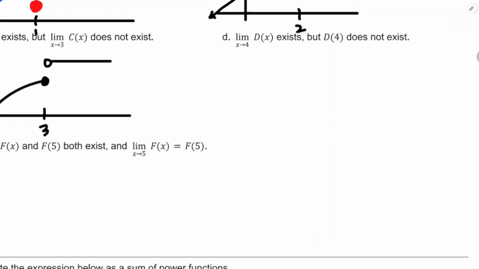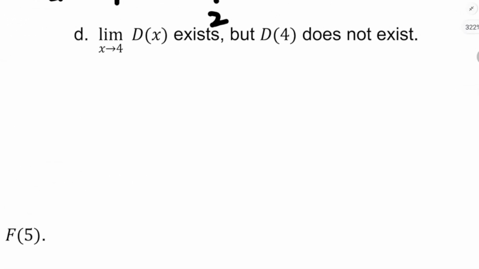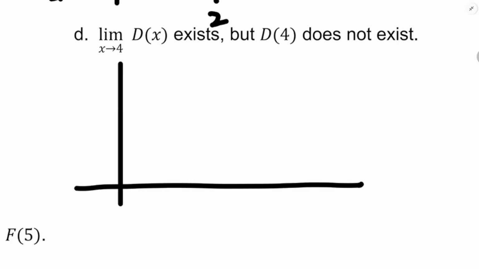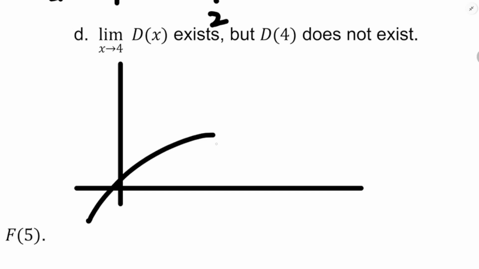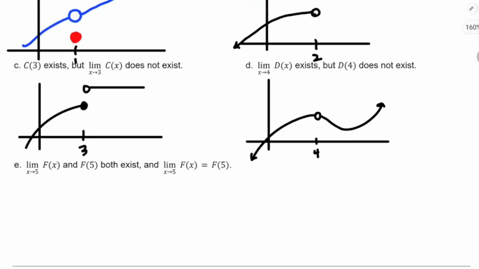All right. Part D, the limit exists, but the function does not. Okay, well, it's probably easiest to start these drawings with the limit. So the limit is doing one thing, from both sides we're approaching the same value. But the function itself does not exist. Okay, well, as long as I don't fill in that circle, or fill in anywhere here at x equals 4, that will fit the description.